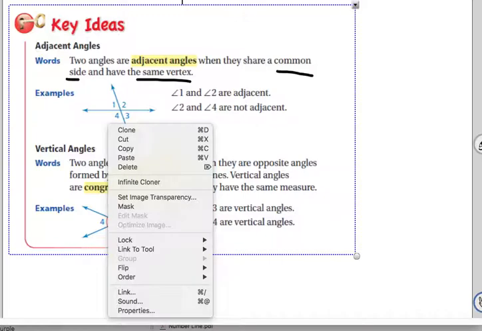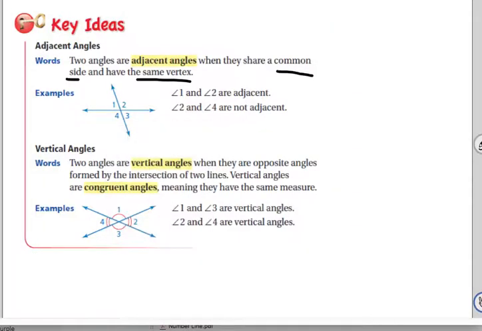Yes. What about 2 and 3? Are they adjacent? Yes. Common side, common vertex. Is it a coincidence that they're going to equal 180 degrees? No. So that may be something else that will help you, an added piece of information about adjacent angles. The sum of their angles will be 180 degrees. Kind of like on our vocab, when it wants another piece of information, that would be another piece of information. Okay?